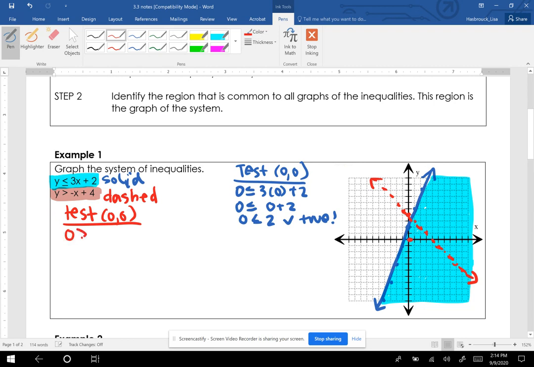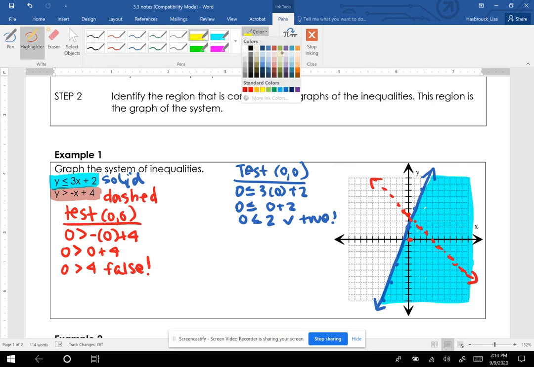So I get 0 is greater than negative 0 plus 4. 0 is greater than 0 plus 4. So I get 0 is greater than 4. This is false. 0 is not greater than 4, which means instead of shading on this side of the red line, I will shade on the other side of the red line. So I'm shading on this side, the opposite side.